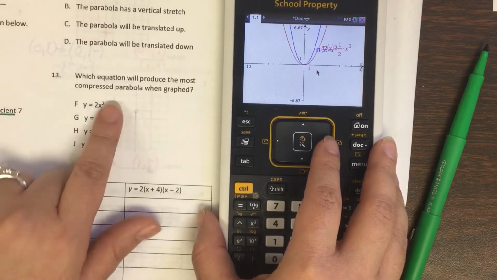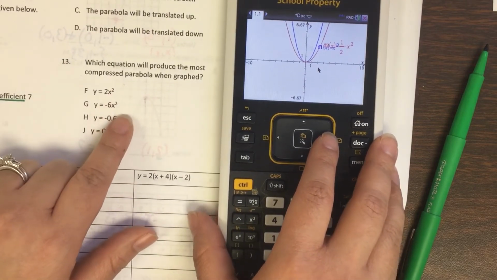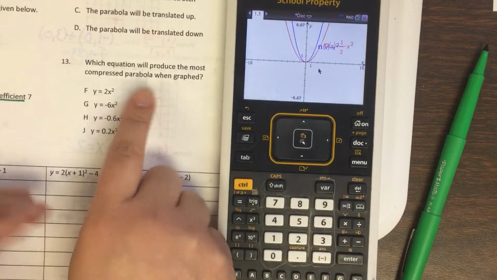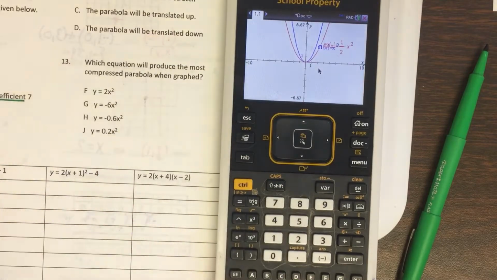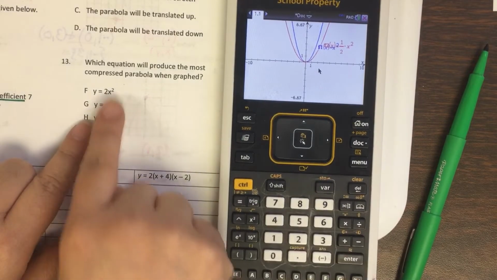Okay. 13, which will produce the most compressed parabola when graphed? That means the most squished. So I know I'm looking at a number close to 0.